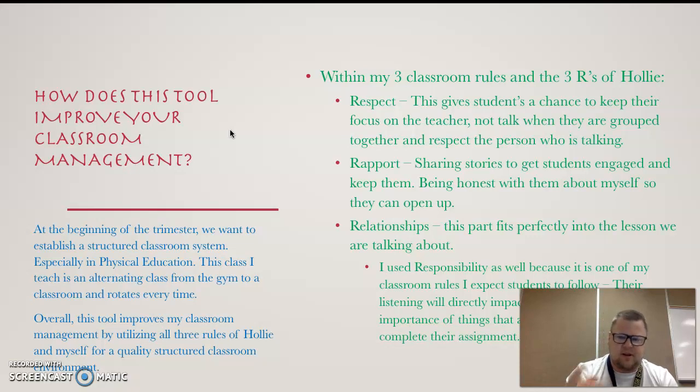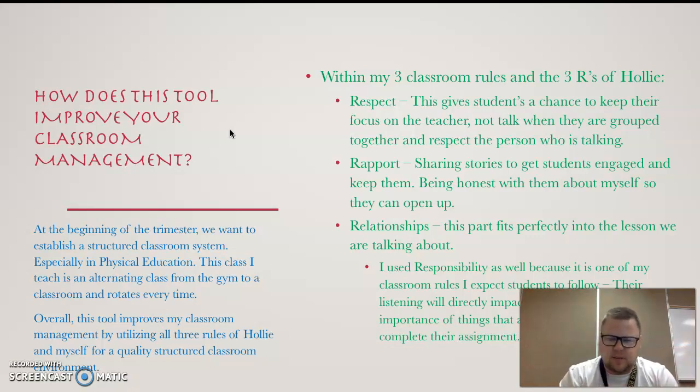And I share that here, that within those 3 rules, the respect is a big thing. Like I try to get kids to understand. We even talked about respect in our relationships, but the respect piece gives students a chance to keep their focus on the teacher, not talk when they're grouped together, and respect the person who's talking. So it's one of those things that when I'm talking, there's a respect factor going on, and they're not in a small group, because normally we keep them in groups of 4 in the classroom.